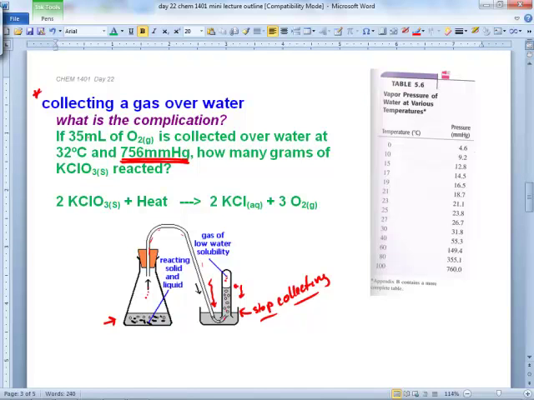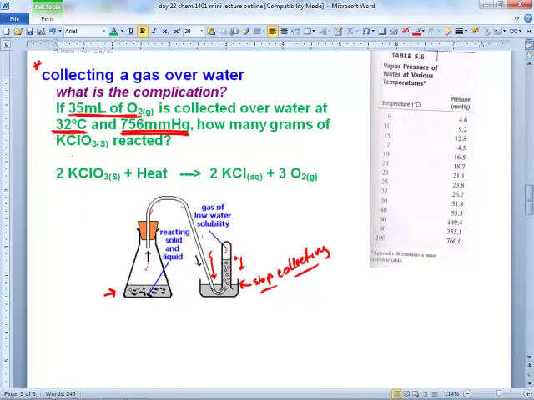And they know this because they know the volume of that test tube they used. So they know those two things. Stick in a thermometer, just read the temperature of the room. So they know the volume of oxygen gas they collected, the temperature and the pressure. And they want to know how many grams of this KClO3 was there that reacted in the first place.